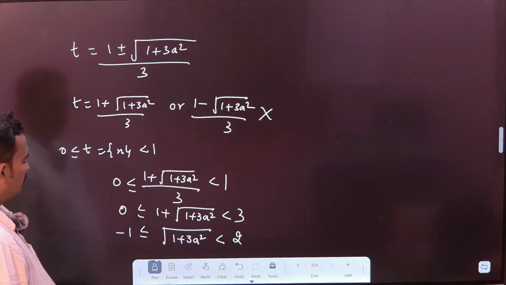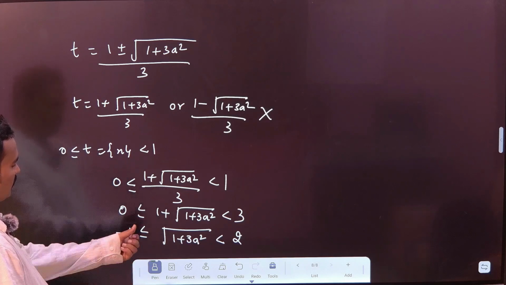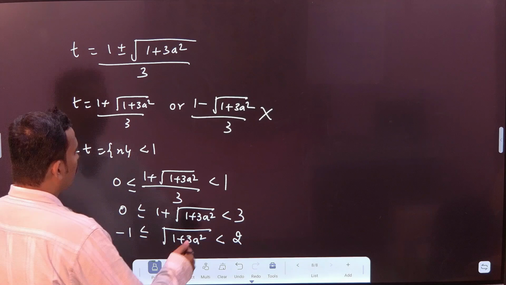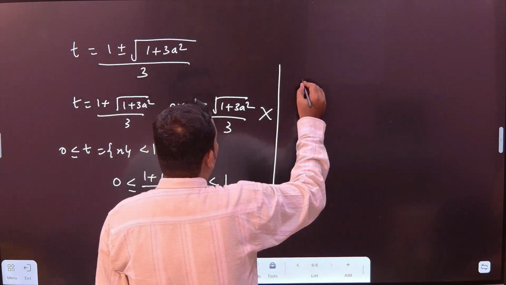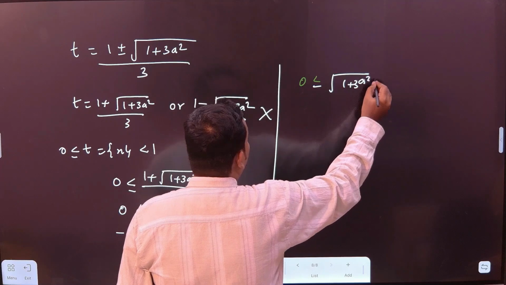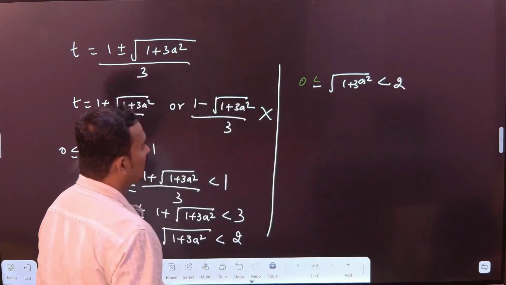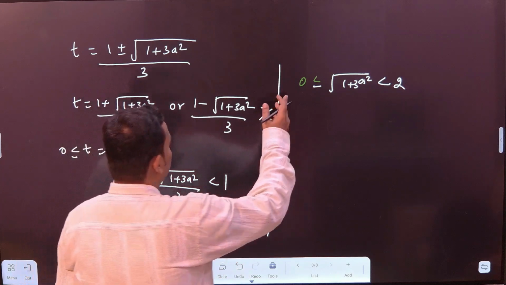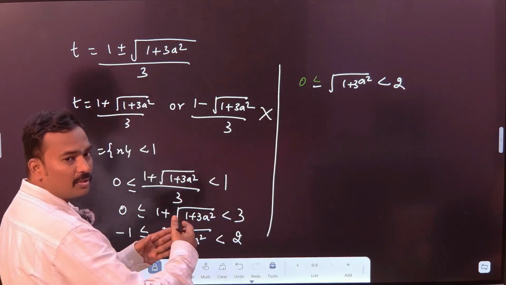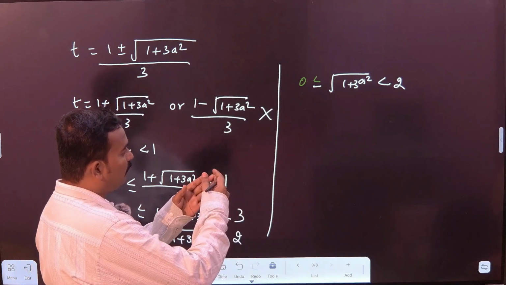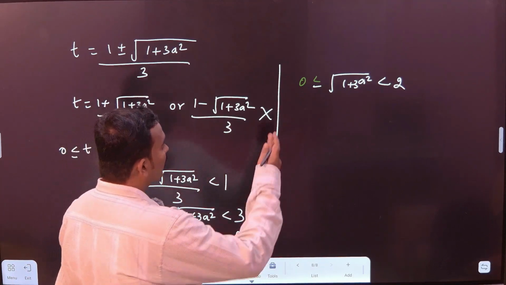But you can see this cannot be, a square root of something cannot be negative. So you can take here 0 is less than square root of 1 plus 3a squared, which is less than 2. Clear? Because a square root of something cannot be negative, right? So the range minus 1 to 0 is not possible, so it will be more than 0 only. Then you can solve this one.